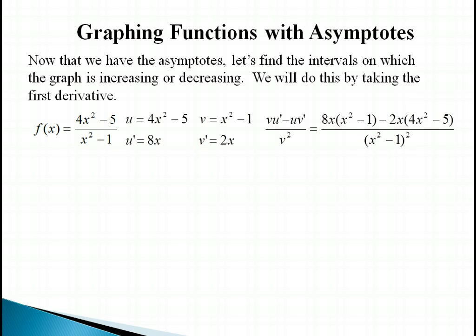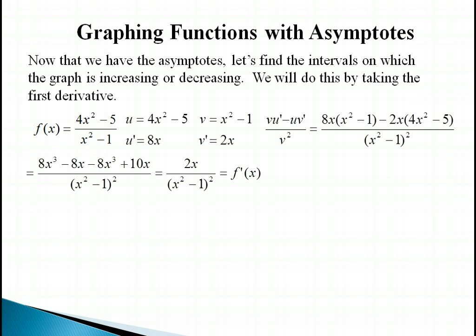So we have 8x times x squared minus 1, which we're going to distribute the 8x, and then we're going to distribute the negative 2. And what you should notice is that the 8x to the third terms cancel each other. So we're only left with 2x in the numerator.